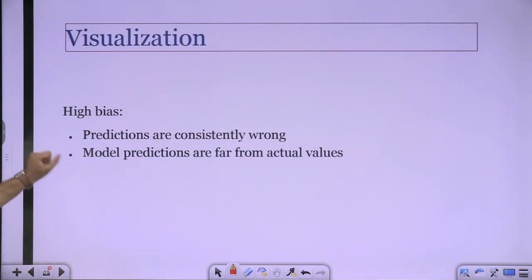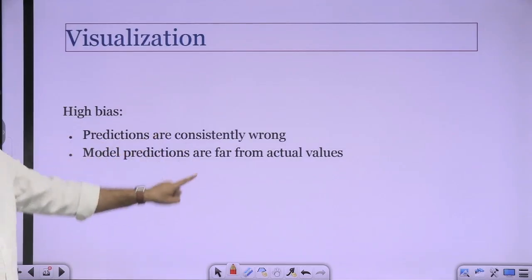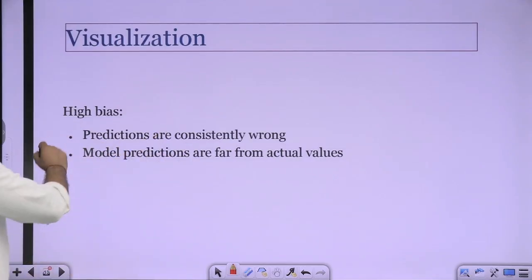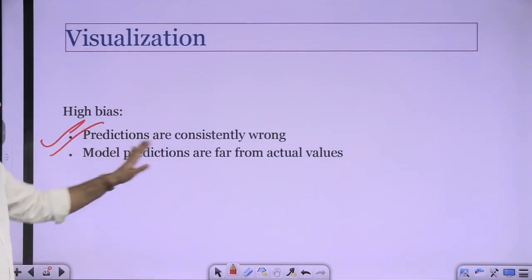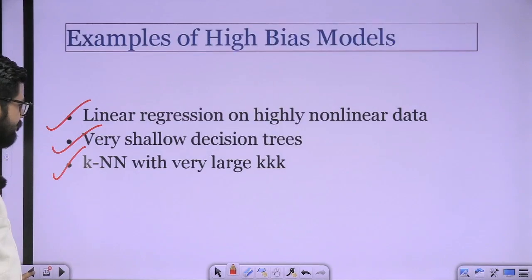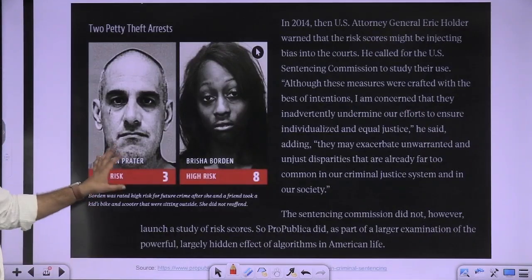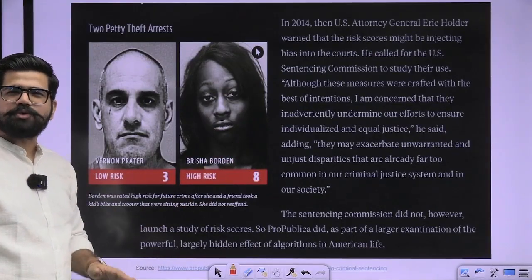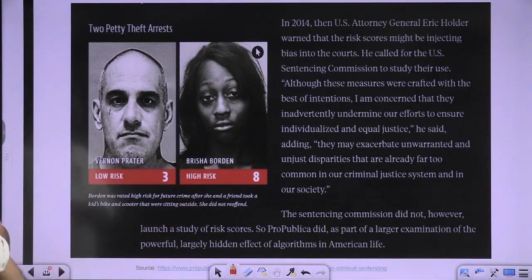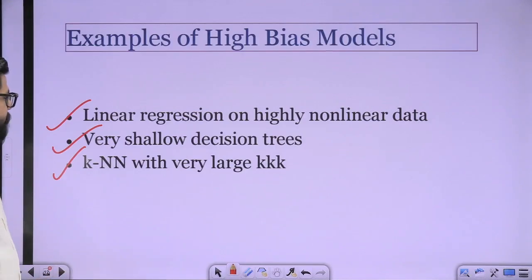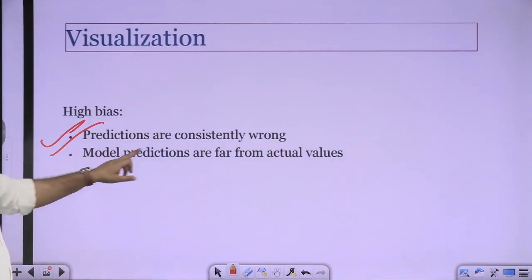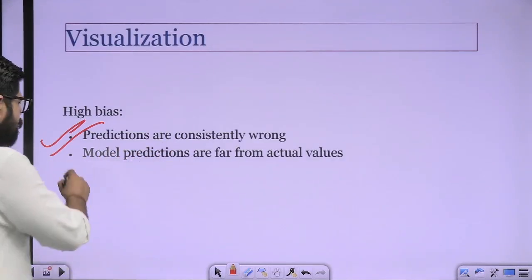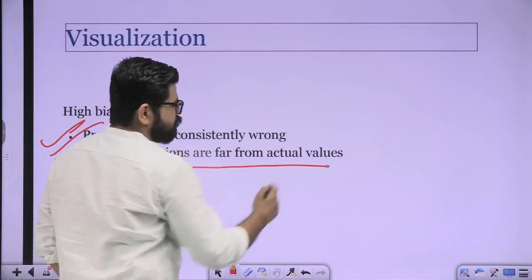Visualization. If high biasing is there, predictions are consistently wrong. Here you can see that in this case, the prediction is wrong. High risk is assigned to this lady who simply stole a bicycle, whereas low risk is assigned to this person who robbed a bank. So predictions are consistently wrong, and model predictions are far from actual values.